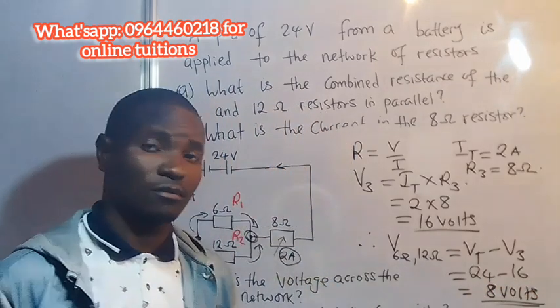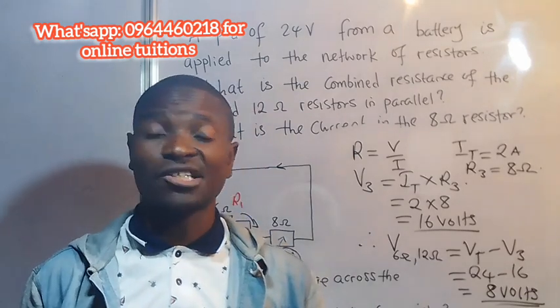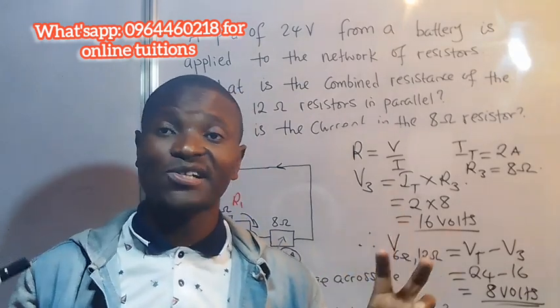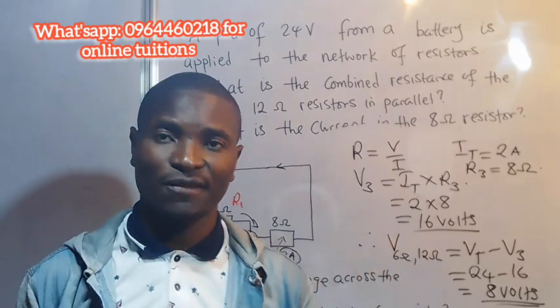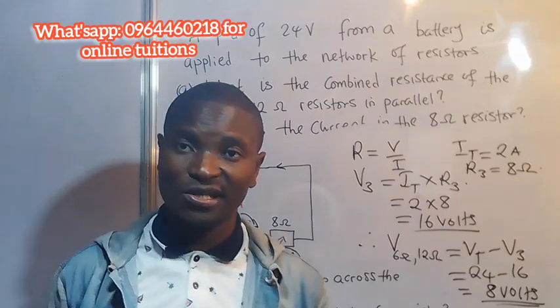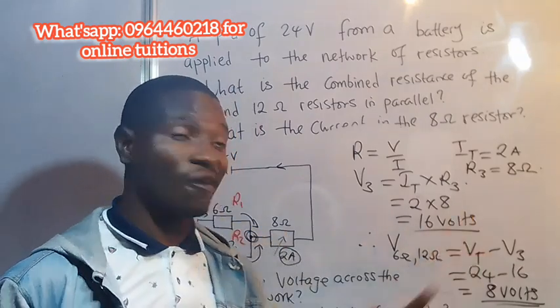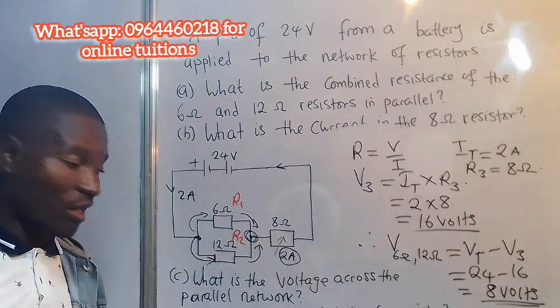Okay. So now I have the energy that is being delivered to the 6 ohm resistor as well as the 12 ohm resistor, which is just 8 volts. And the energy that is being delivered to this 8 ohm resistor is simply 16 volts. Okay. Now, what is the last question?